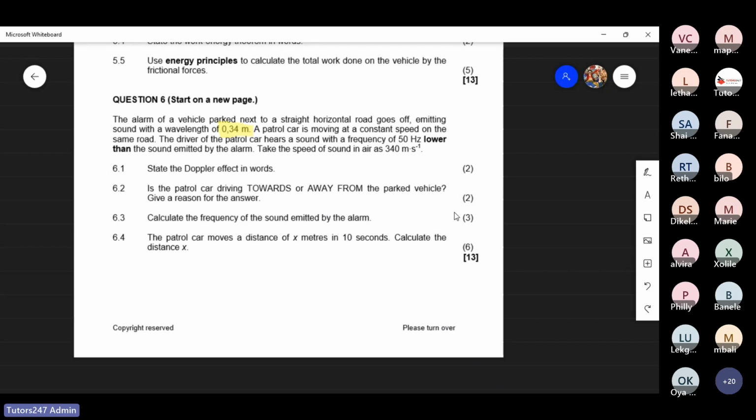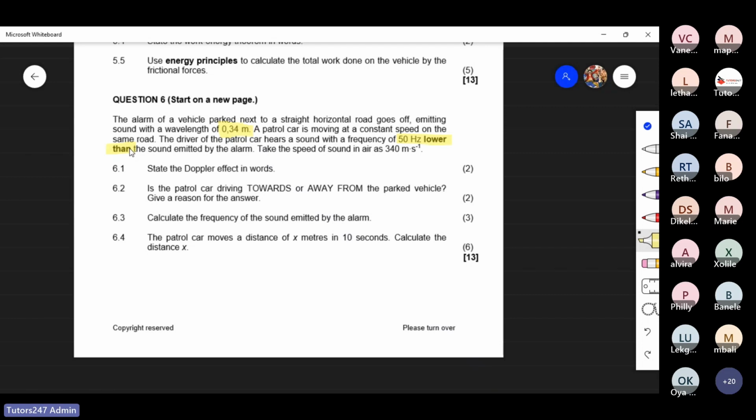Next, we have a patrol car moving at a constant speed on the same road. The driver of the patrol car hears a sound with a frequency of 50 hertz lower than the sound emitted by the alarm. Now that is very important. They've even made it bold for you. I understand sometimes in an exam you can be rushing and you could just take that frequency as 50 hertz, but that is not 50 hertz. It is 50 hertz lower than the sound emitted by the alarm.